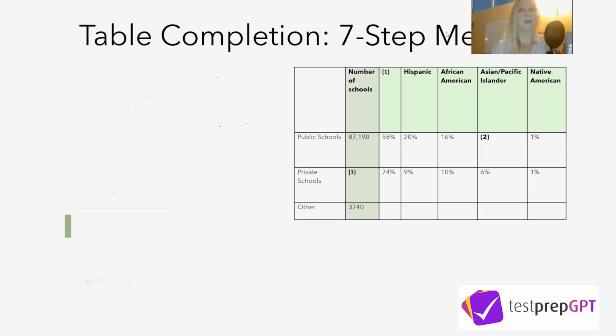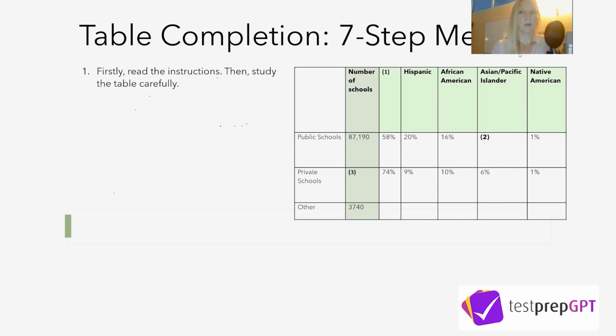Let's take a look at what I like to call the 7-step method for table completion. This is a 7-step method that we're going to use every time you see a table. Number 1, read the instructions and then study the table carefully.